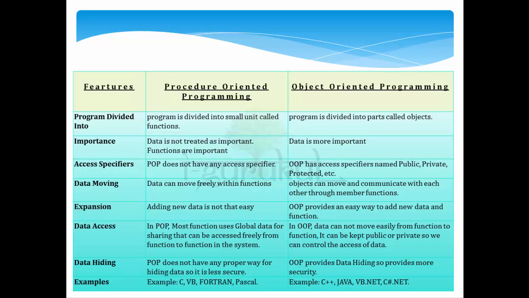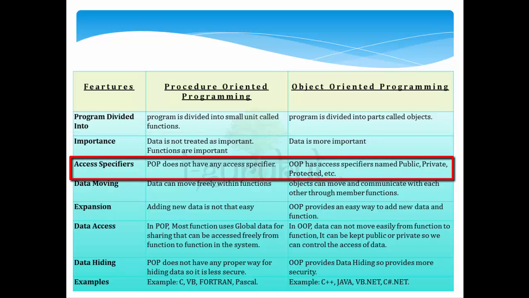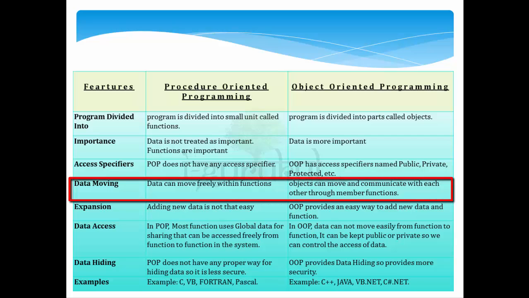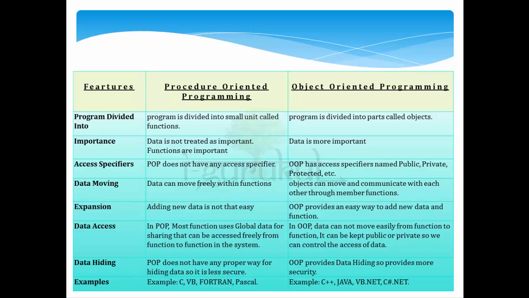Another important thing which we have got in object oriented programming is that we can use access specifiers, that is public, private and protected. It is used to give access to the data. That means I can select the visibility of my data to the number of functions I want to. In the procedure oriented approach, data can move freely within functions. That was not a good approach. But in the object oriented approach, only objects can move and communicate with each other through member functions.